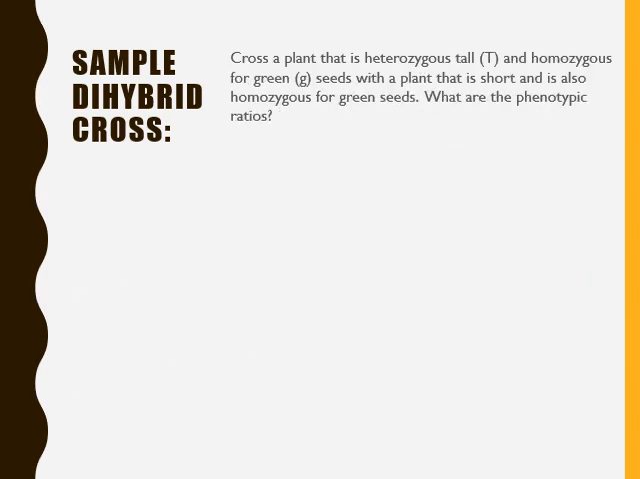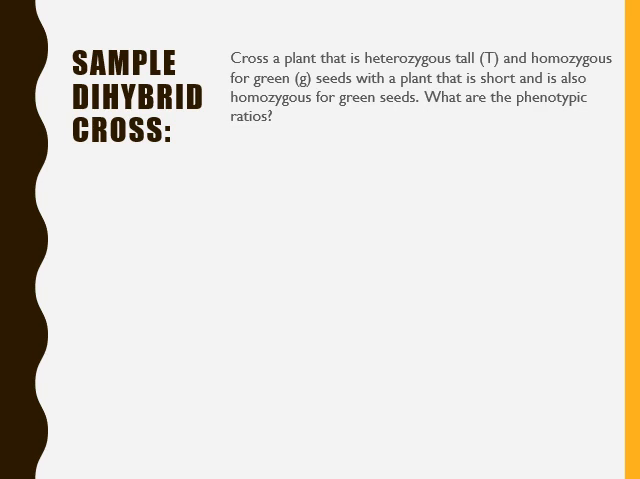Let's do another. We're going to cross a plant that's heterozygous tall and homozygous for green seeds with a plant that's short and also homozygous for green seeds. So we've got the same basic relationships. I'll tell you, tall is dominant to short, yellow is dominant to green.